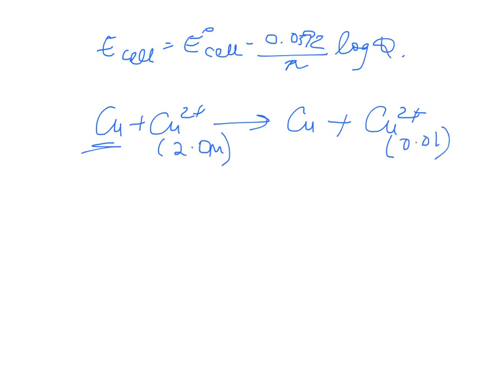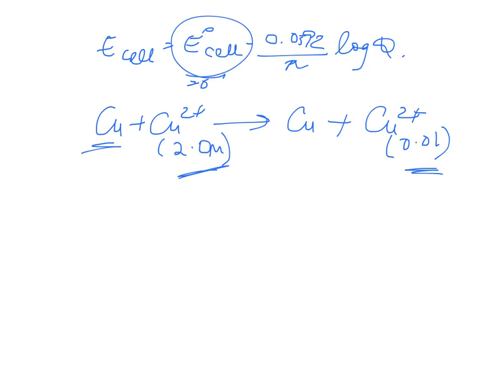So in this case, hopefully you can envision that this E naught cell is going to be equal to 0 because the anode and the cathode are the same thing. So you're subtracting the same electrode potential from itself, and that value will come out to be 0. But there is still a difference in concentration of the two half cells, and so the cell potential must be calculated using the Nernst equation.